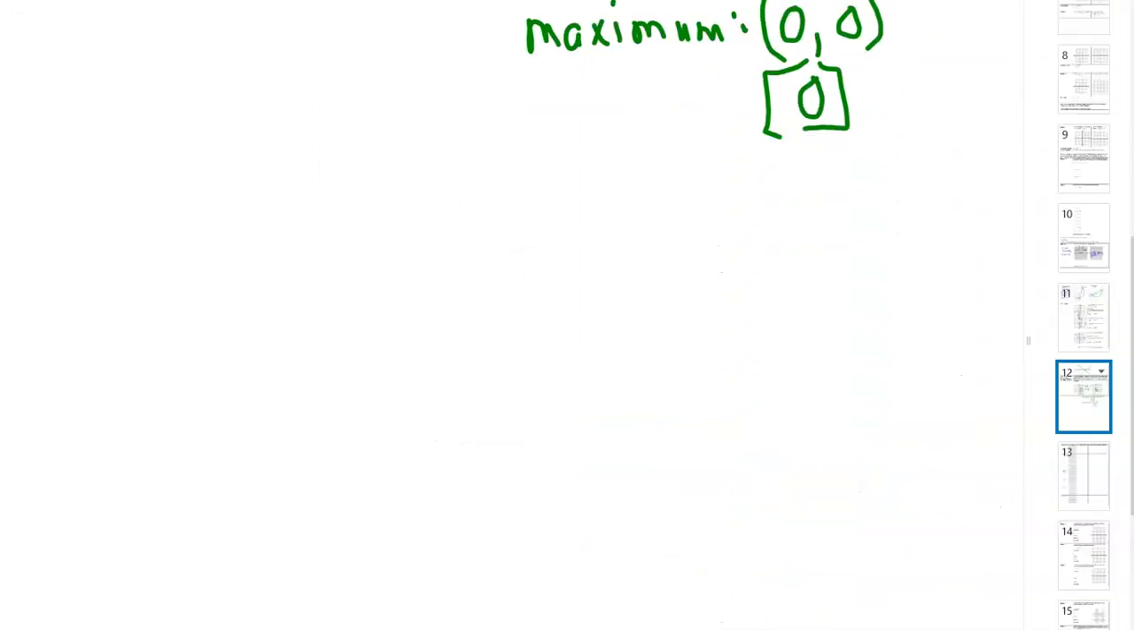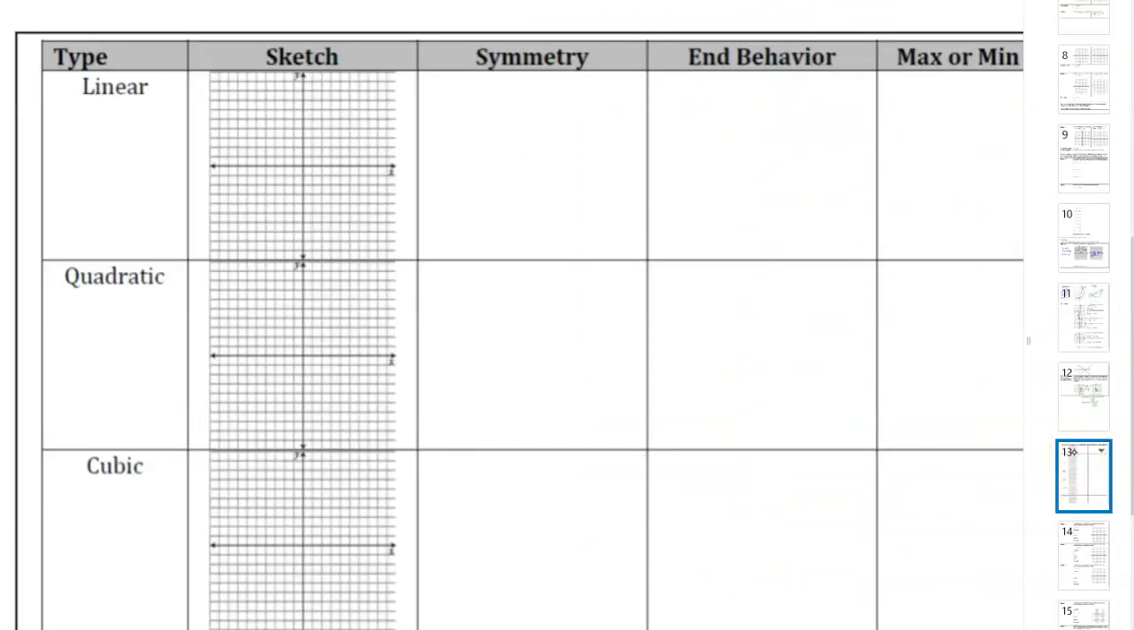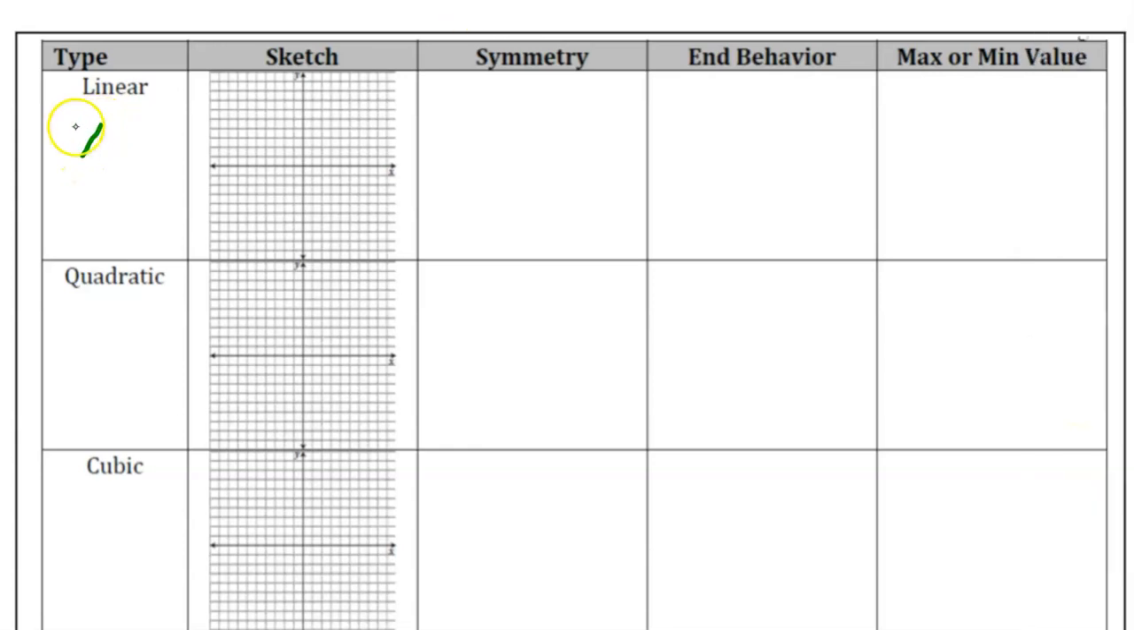Okay, so let's talk about a linear function. Remember, linear is y equals x. So if I draw my line, it goes through the origin. Lines should always have arrows on the end of them because they don't stop. So what kind of symmetry does it have? You should see that it's got origin symmetry.